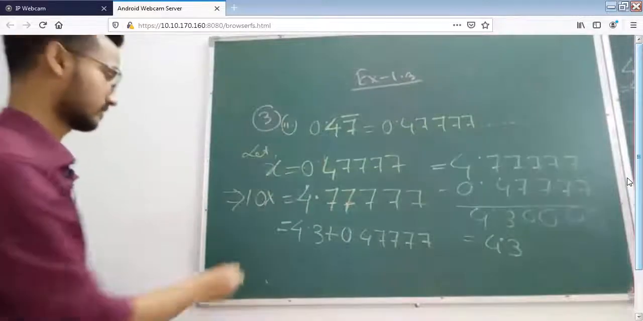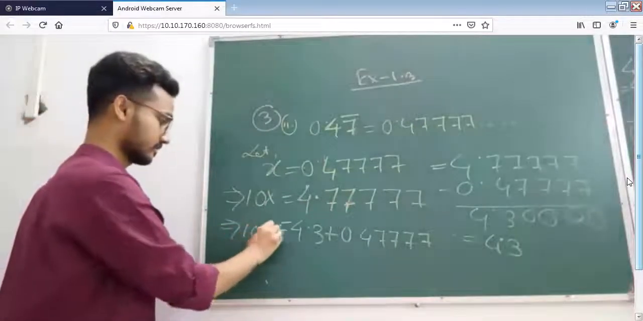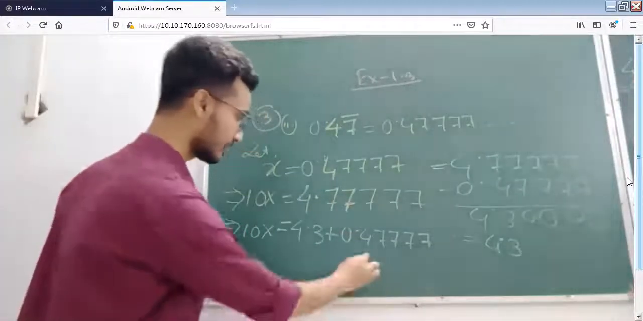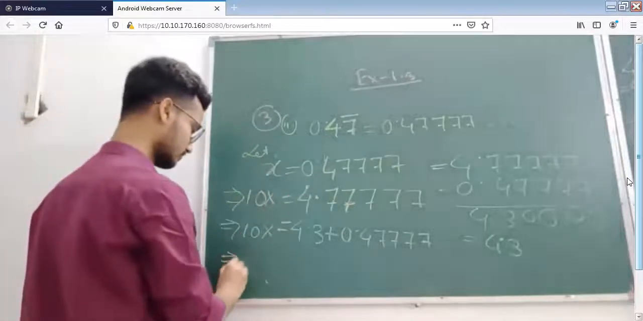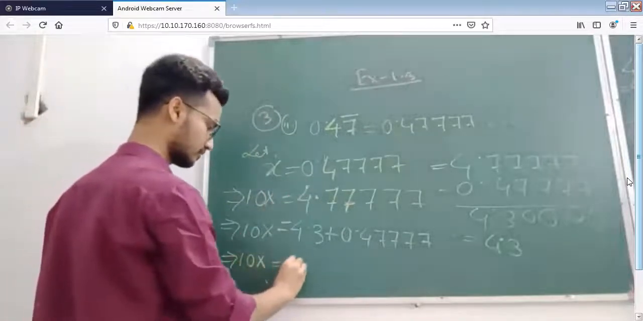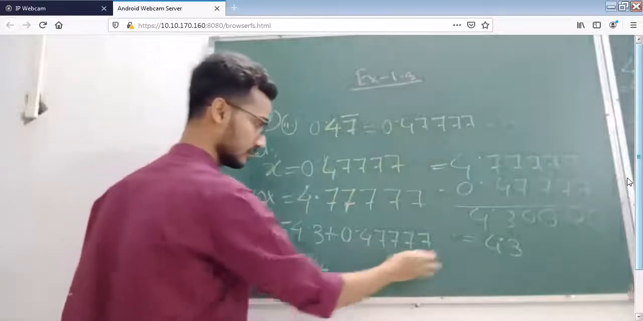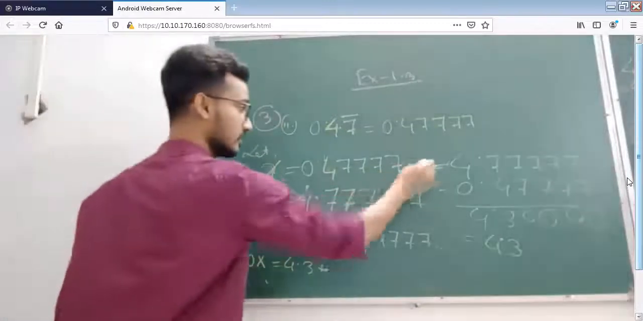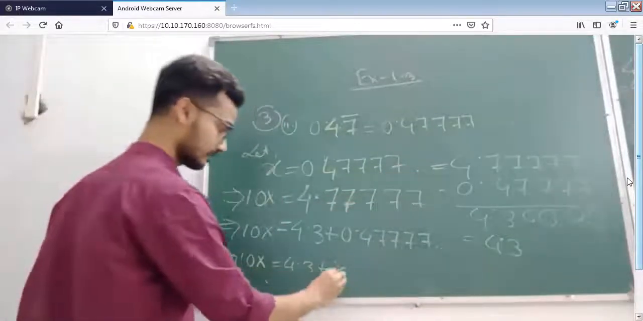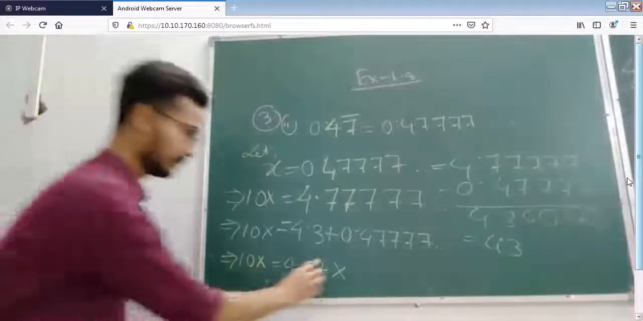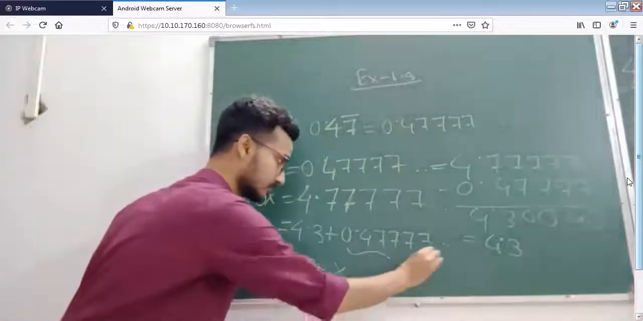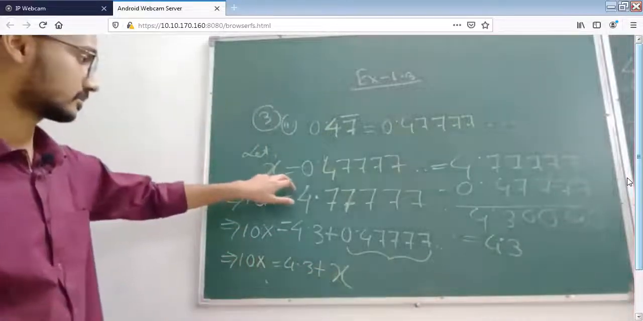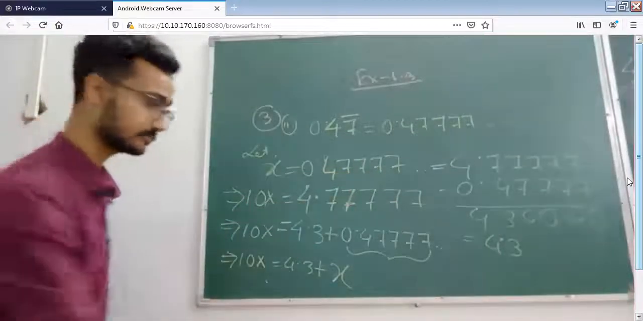Okay. Now see, it will be 10x. In place of 0.4777, we can write x, because x is there. So it will be 10x plus 4.3. In place of this one, we can write x here, because we have already let x equal to 0.4777. Up to this clear? Okay.